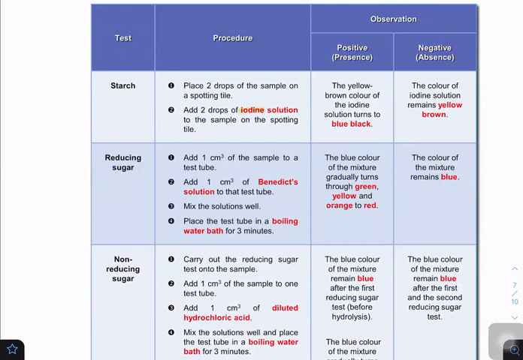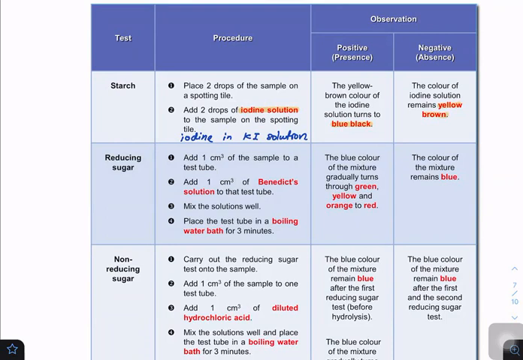Highlight, guys, it must be iodine solution, or you can call it iodine in potassium iodide solution. Are you clear? Here is iodine in potassium iodide solution. Okay, so we do know that if starch is present, then the yellow-brown color of the iodine solution will turn into blue-black. But if negative, meaning the absence of starch, then you're going to get the same color as the iodine solution, which is yellow-brown.